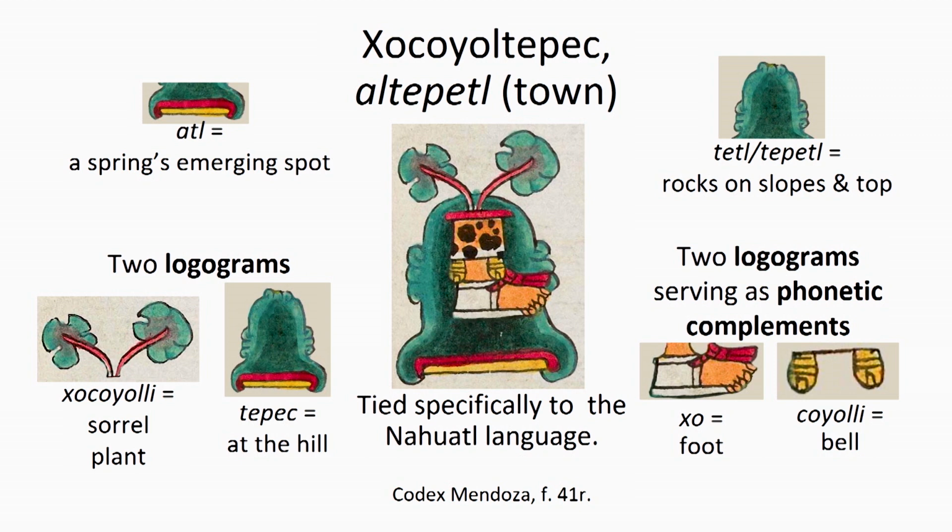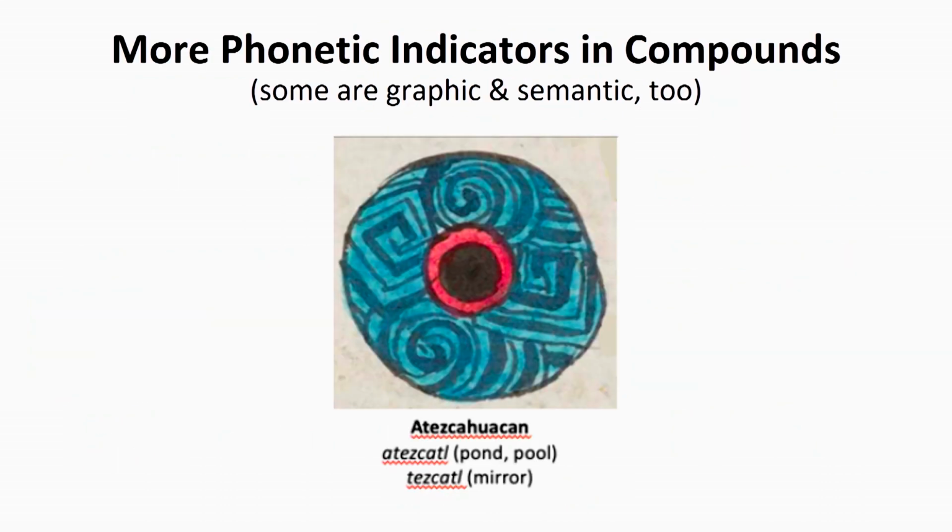Most people in the early days of settlement wanted to be in a defensive site on a hill, and a hill that would have a natural spring. So this is where we eventually get the term town, altepetl, al from water, and tepet from hill or mountain. So I just wanted to share that with you, that in a way that's a little bit phonetic as well. Okay, more phonetic indicators in compounds.